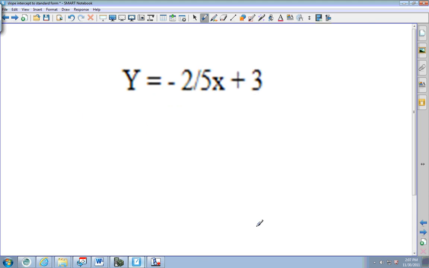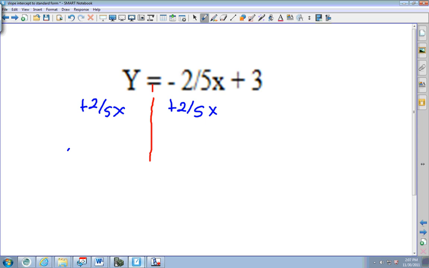Here's the next one. Try and do this one. Now remember, we've got a denominator again, and you need to make sure you get rid of that. I'm going to draw my line to separate it so I remember what sides I'm going to. I need to move this negative 2/5 x to the other side. Since it's negative, I'm going to change it to positive and add 2/5 x to each side.